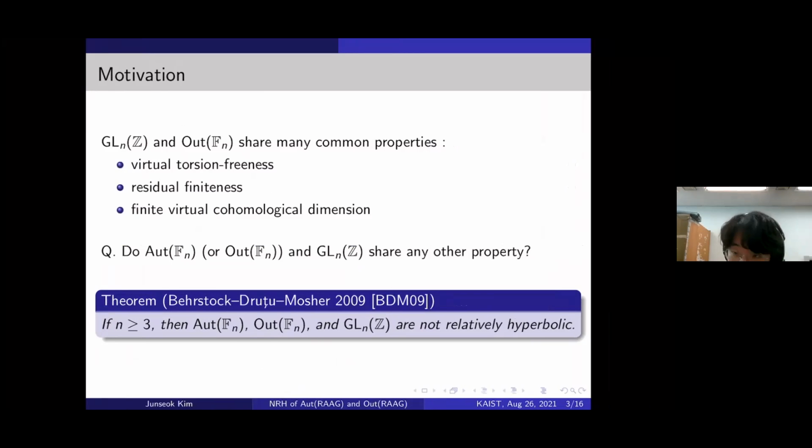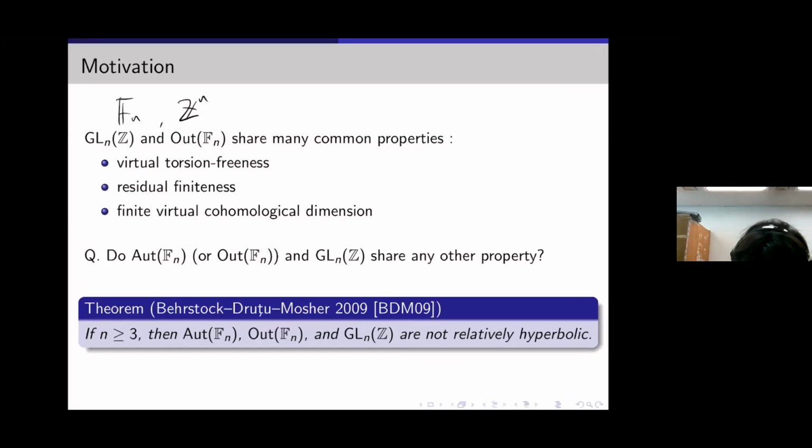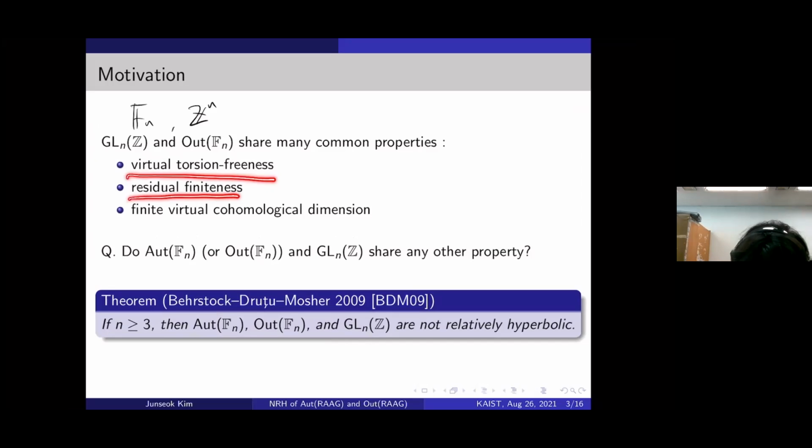So here's the motivation of this research. As the free group F_n and the free abelian group Z^n are really basic objects in group theory, it's really important to understand them. Of course, one way to understand them is studying their automorphism and outer automorphism groups. However, even though they look different, their outer automorphism groups share many common properties. For example, virtual torsion freeness, residual finiteness, and finite virtual cohomological dimension.